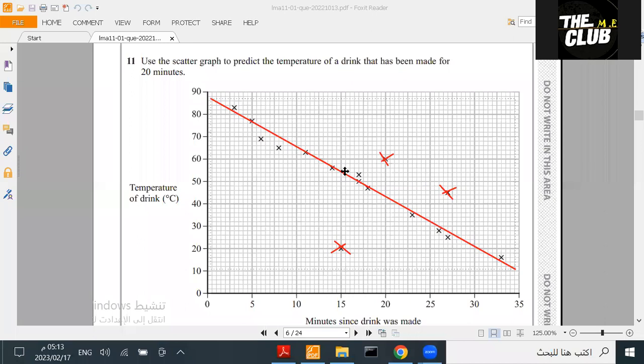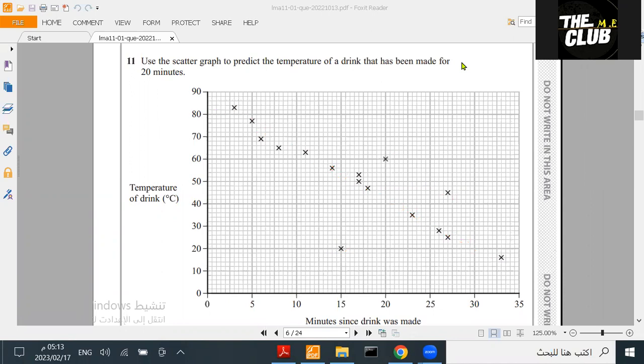You get 3 points above or 3 points below, like something like here or here. Yes, below or above. That's the idea of line of best fit. And then you use it to answer the question. You go up and then you go here. It's 40, 41. So the answer is 40. That's it for this question.